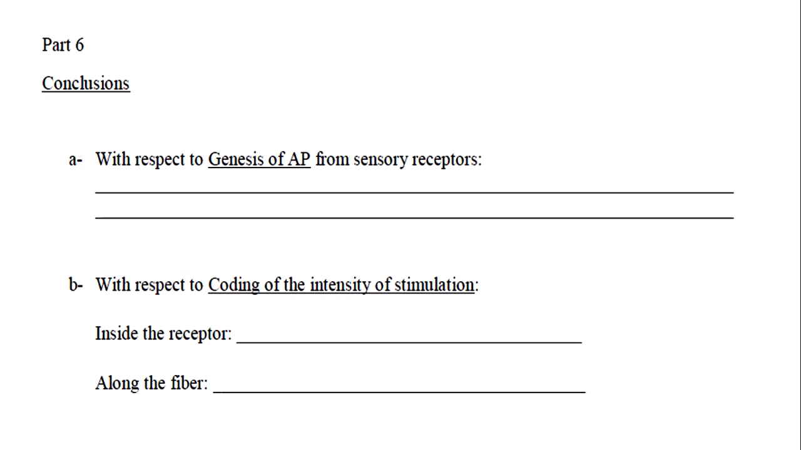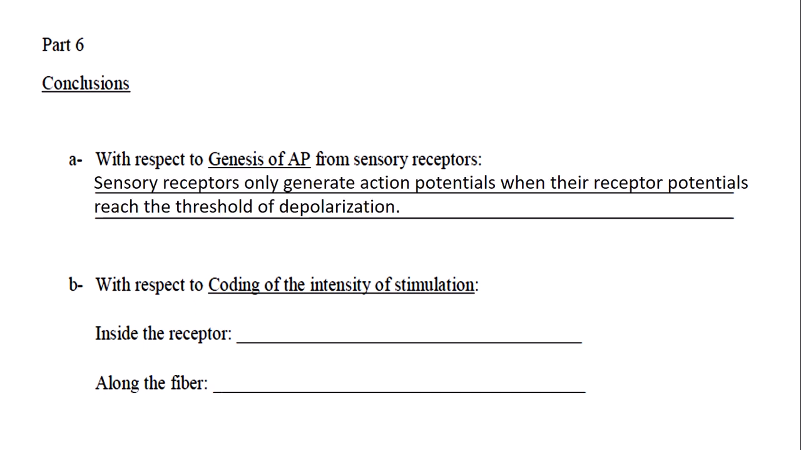The conclusions. With respect to the genesis or the formation of action potentials from the sensory receptors, what can we conclude here? Let me give you a second to think about it. Are you ready? Okay, so for the formation of action potentials, the sensory receptor only generates action potentials when its receptor potentials reach the threshold of depolarization, minus 55 millivolts.